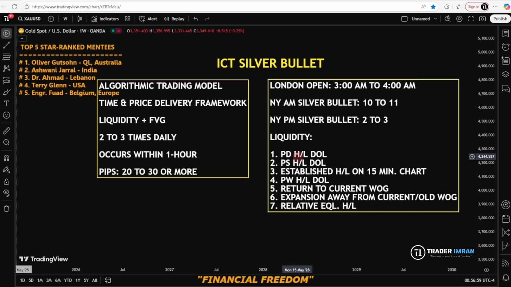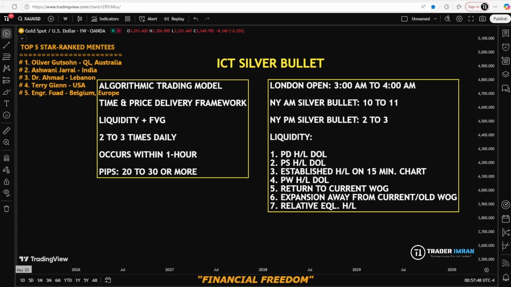Got it? Before I start delineating the ICT silver bullet, it is essential to identify the nearest buy side and sell side. I'm not going to make it more complicated. I'm going to make it simple for you to understand. I'm not going to put you in hot water where you are struggling with the liquidity concepts. I'm going to keep it super simple.